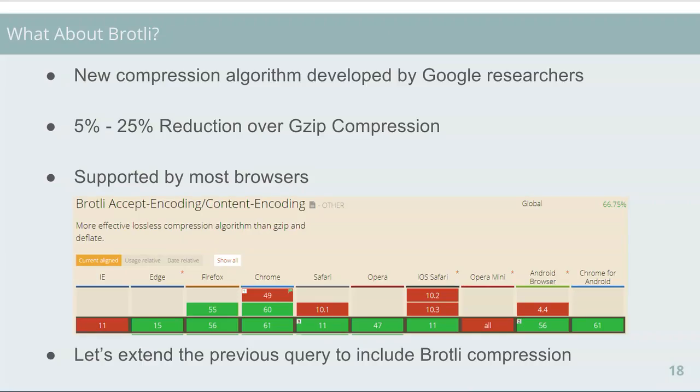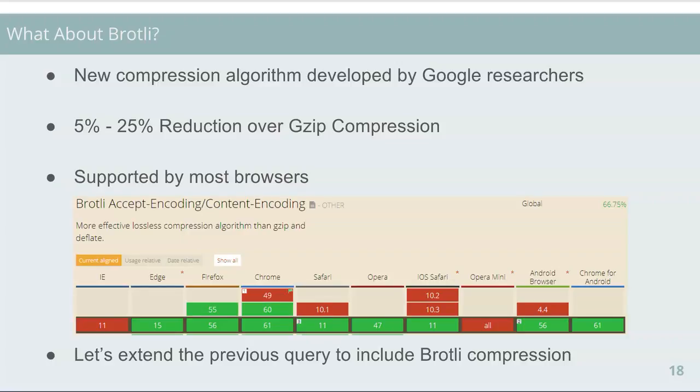But what about Brotli? Brotli is a new compression algorithm. It was developed by Google researchers, and it's actually named after a Swiss pastry. With Brotli, you get a 5 to 25% reduction over gzip compression. It's supported by most browsers today, which is really great.